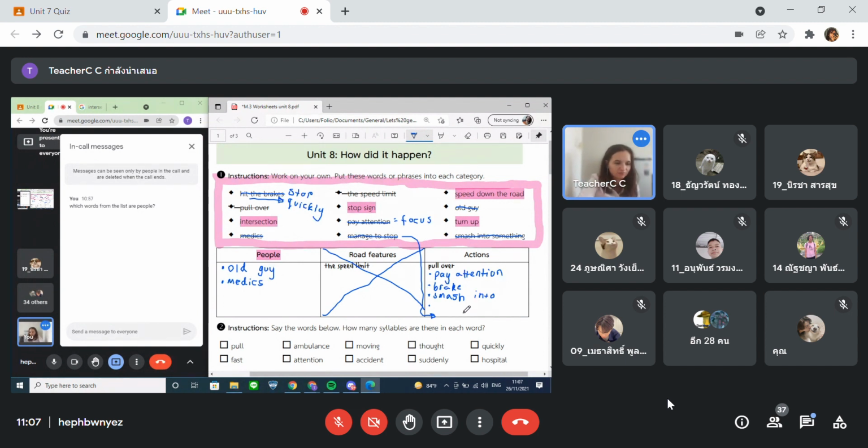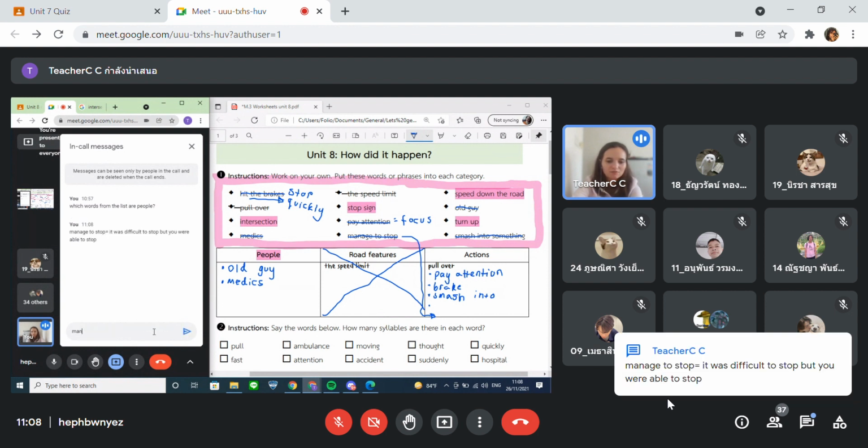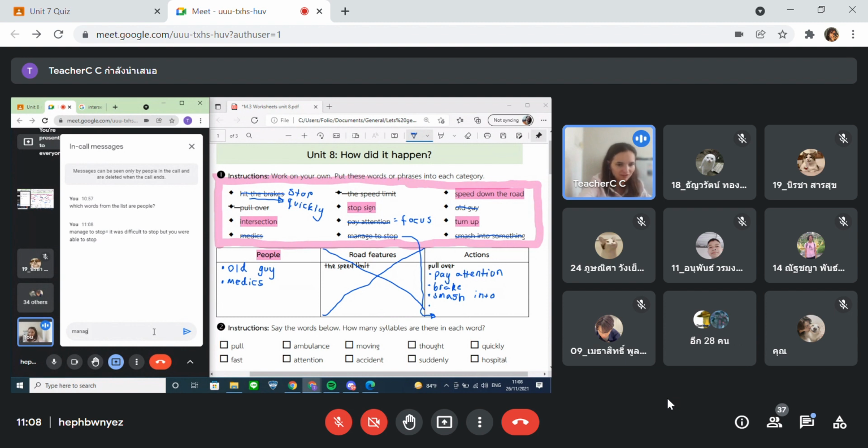Manage to stop means maybe it was difficult to stop, but you managed to stop means it was difficult, but you did it anyway. So it was difficult, but you did it. You managed to do it. Does that make sense, class? Managed to stop equals it was difficult to stop, but you were able. So if you say you managed to do something in general, it means it was difficult, but you did it. So it's difficult, but you can do it.